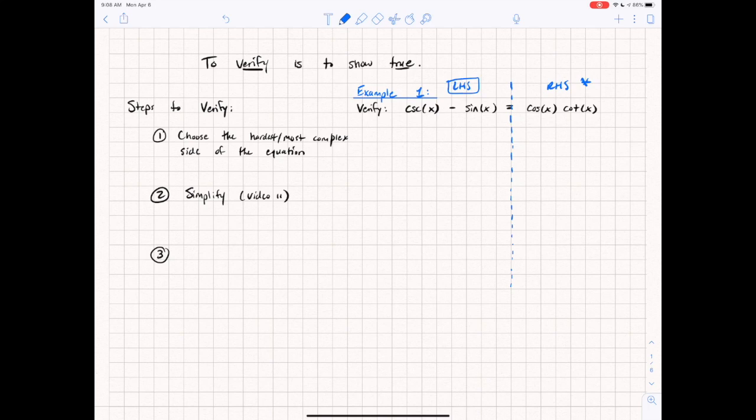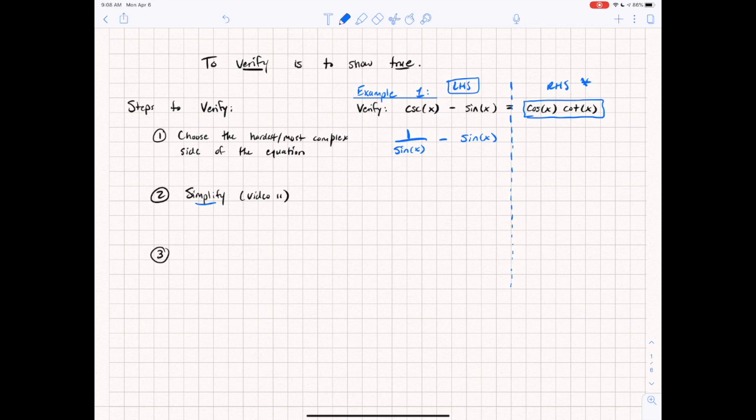I'm really just going through and wanting to simplify cosecant x minus sine x as much as possible, but I know that my goal is to get down into this. I'm looking for a cosine times cotangent. All right, and so the very first step that I'm going to do here is now simplifying. So I'm going to rewrite cosecant in terms of sine and cosine, in this case sine. And so I'm going to rewrite it as 1 over sine x.